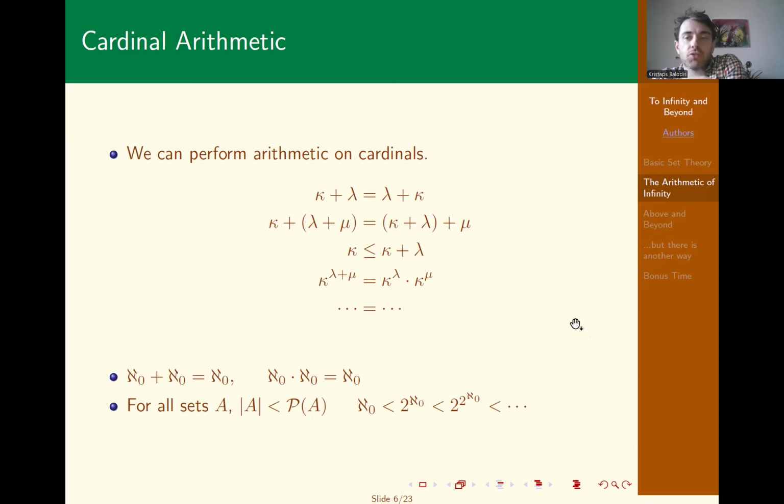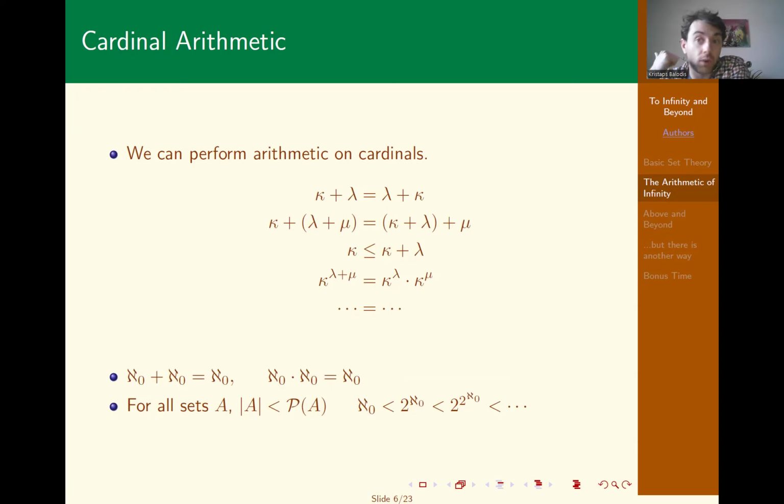So we've got 2 to the Aleph null, which is another way to express the cardinality of the power set of the natural numbers. 2 to the 2 to the Aleph null is the cardinality of the power set of that, and so on and so forth. Okay, so we can make bigger and bigger sizes of infinity. Great. But is this all of them?